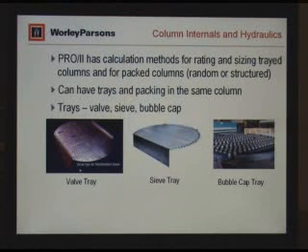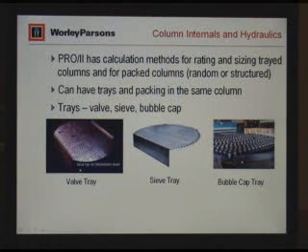You can have trays and packing in the same column. Maybe the bottom section you want it packed, and the top you'll have trays, for example. And I just kind of took these off the internet. Valve tray, and it looks like this, and the sieve tray looks like this, and there's a bubble cap tray. I didn't do all the internal packing things because Amy's already shown them.